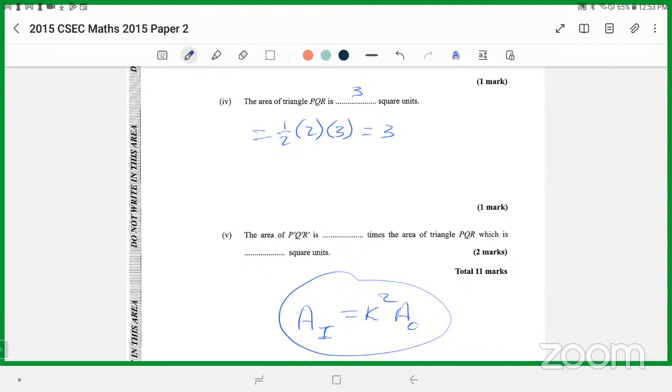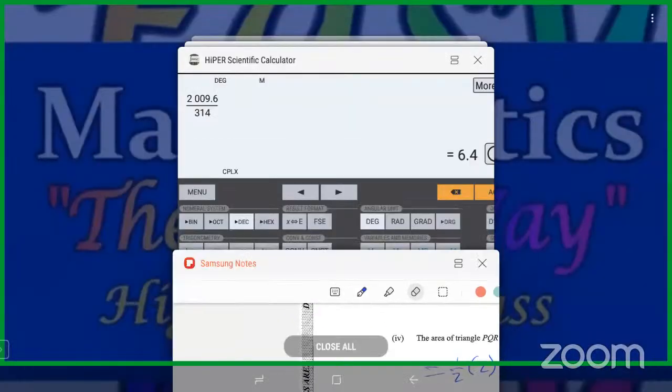Area of image is k squared, the scale factor squared, times the object. We have done this multiple times. You guys joking. Exam is around the corner. I'm not joking, man. I'm serious about this thing. So I bring up a must-know sheet and show. I think I joke, man.